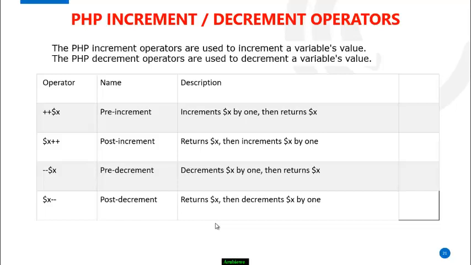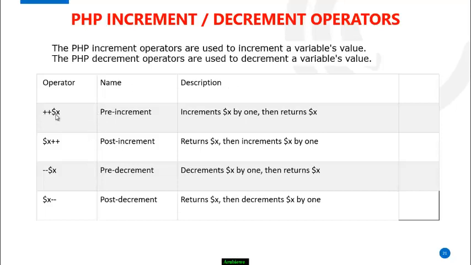Yes, good day. So today we'll be looking at PHP increment or decrement operators. The PHP increment operators are used to increment a variable value. The PHP decrement operators are used to decrement a variable value. These are the kind of increment or decrement operators we have in PHP.